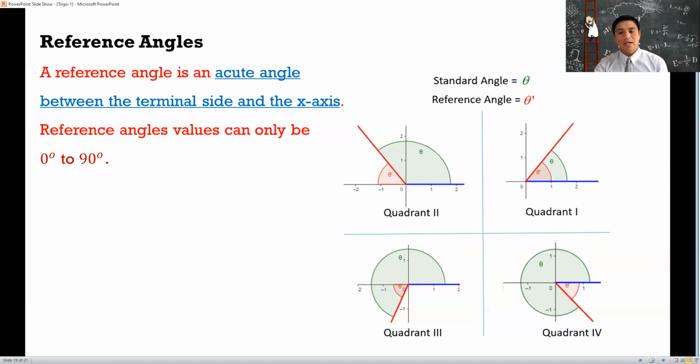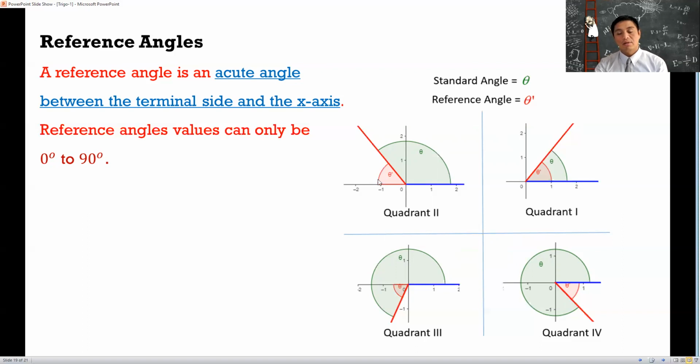So to find the acute angle, the easiest way is to find the terminal side, the terminal line. So this is the terminal side of the angle. From that line, go to the nearest x-axis. The nearest x-axis is the negative x-axis. And that angle must be acute, or less than 90. How much is that angle? 45. Okay, so that is the reference angle of 135 degrees.